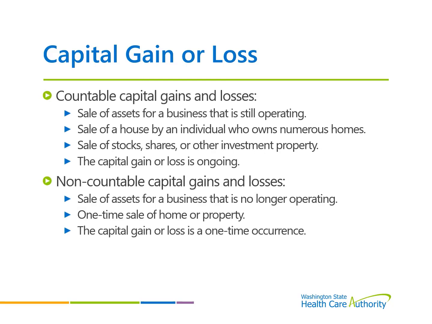Capital gain or loss. Examples of countable capital gains and losses include a sale of assets for a business that is still operating, sale of a house by an individual who owns numerous homes, sale of stocks, shares, or other investment property, and the capital gain or loss is ongoing. Examples of non-countable capital gains and losses include sale of assets for a business that is no longer operating, one-time sale of home or property, and the capital gain or loss is a one-time occurrence.